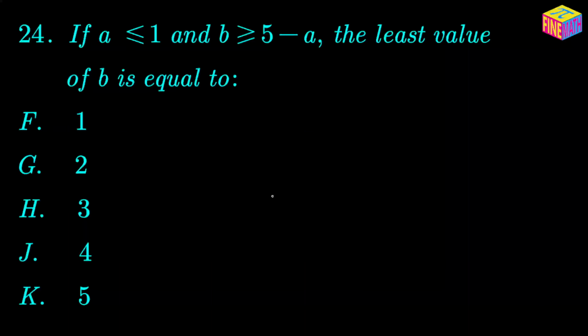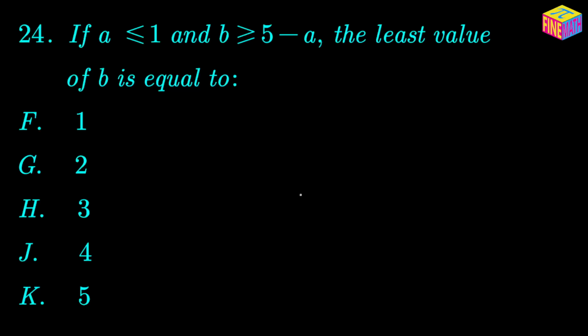So let's get started. The question says that if A is less than or equal to 1 and B is greater than or equal to 5 minus A, then the least value of B is equal to one of those options: 1, 2, 3, 4 or 5. Looking at the question, we can probably make a good guess, but I will still show you how to solve the problem. That way you will be 100% sure that you are picking the correct option here.